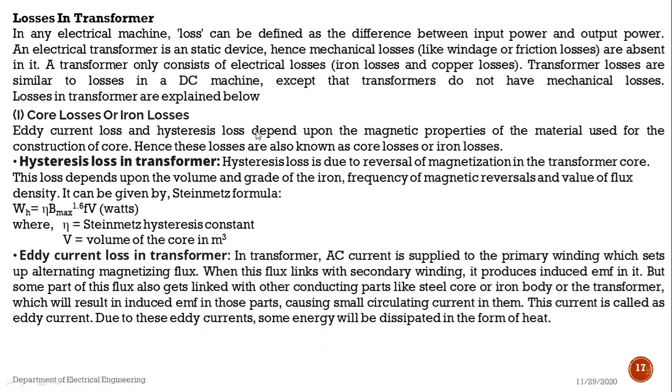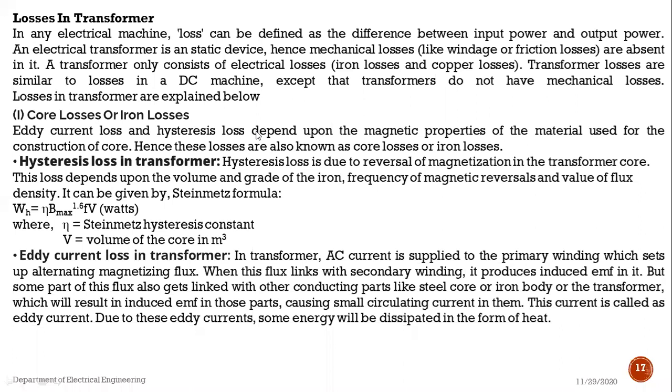That means while constructing the core, which material is used and what are its magnetic properties, whether the reluctance of that material is less or greater, whether the permeability of that material is great or less. So depending upon the material used, the losses will be present, that is the eddy current loss as well as the hysteresis loss. Hence these losses are known as core losses or iron losses.